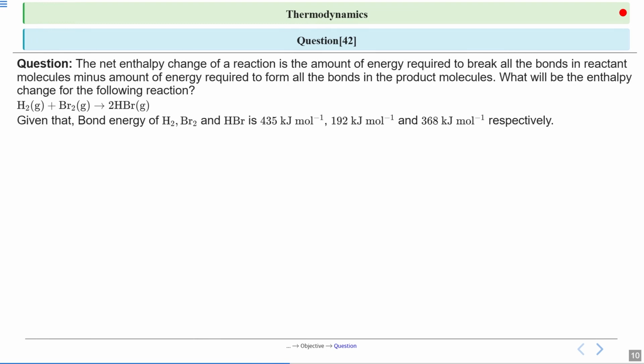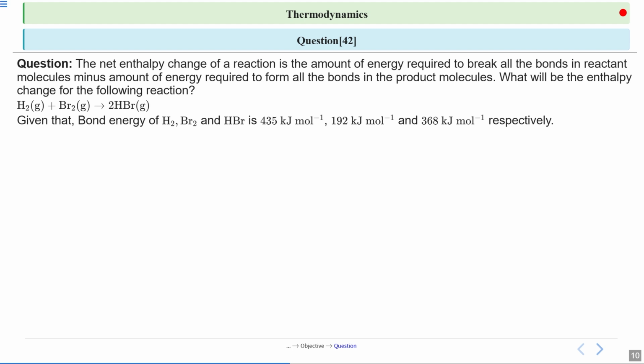Here is your next question. The net enthalpy change for a reaction is the amount of energy required to break all the bonds in reactant molecules minus the amount of energy required to break all the bonds in product molecules. So this is basically given for the enthalpy change of a reaction in terms of bond energy. Now, you have to determine what will be the enthalpy change for the following reaction, in which hydrogen is reacting with bromine to give us hydrogen bromide.